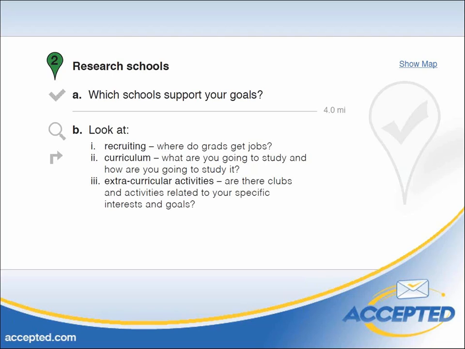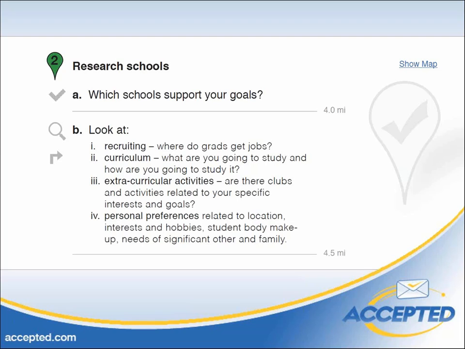Is it important to you, if you're from a small group, that there be others of your group at the school? Or are you willing to venture out and be representative of your group at that school? That's something for you to consider and weigh up. And obviously proximity to family is one other element.